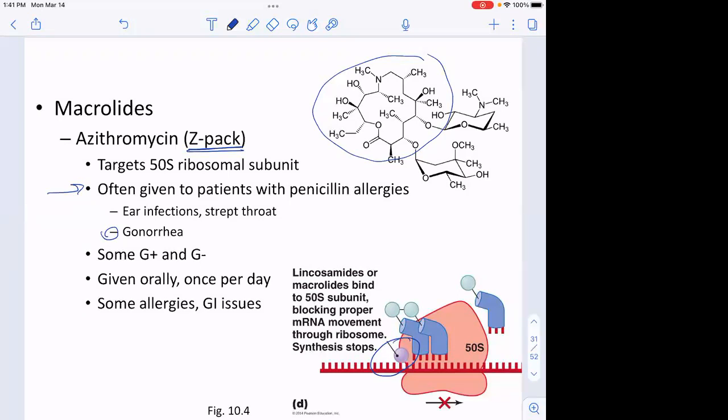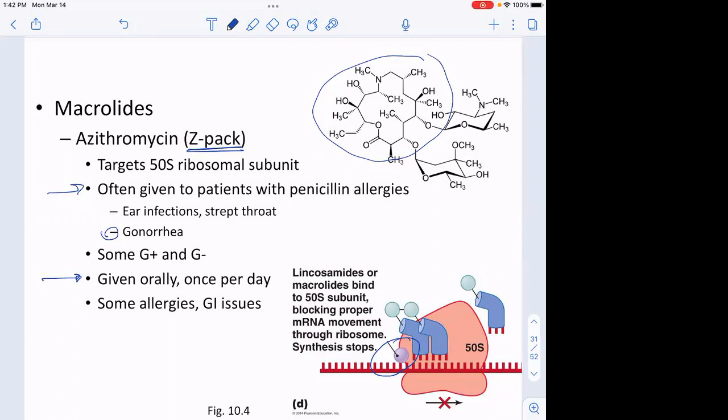But it's fairly broad spectrum against bacteria, some gram positive, some gram negative. Like I said, we can take it by pill, and you only have to take it once a day. It reaches an effective concentration pretty quickly, and it doesn't degrade very fast. So we only have to take it once. So that's kind of nice.